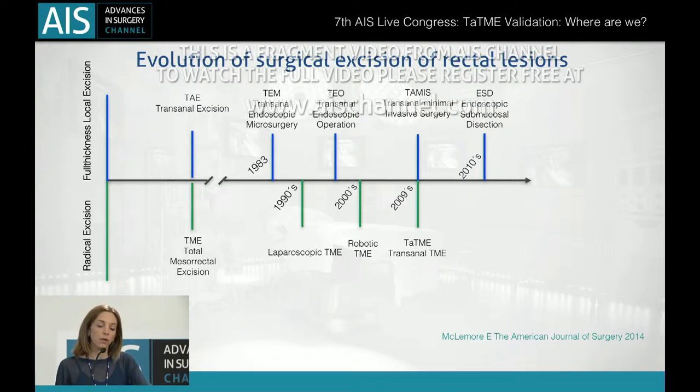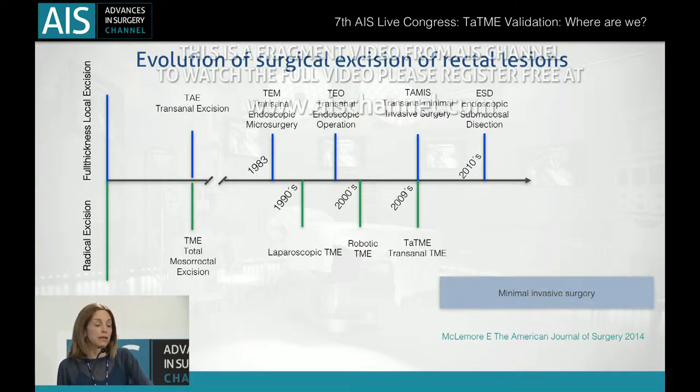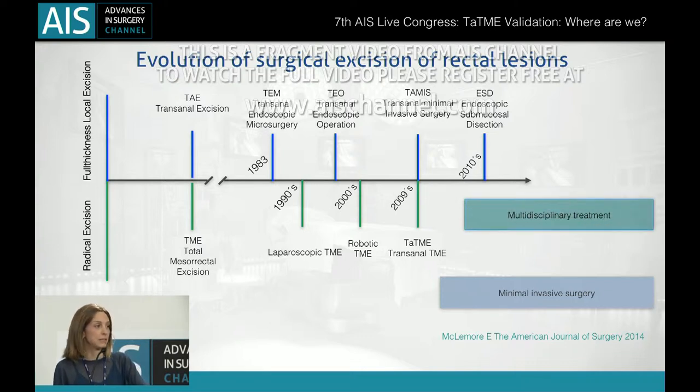And on the lower side of the screen, you can see the radical excision for rectal cancer, since the total mesorectal excision described by Heald, going to less invasive techniques such as laparoscopic, robotic, or nowadays the transanal total mesorectal excision, in an attempt to reduce the morbidity, working with minimally invasive surgeries, always working in multidisciplinary teams nowadays, and trying to individualize the treatment for our patients to improve the surgical outcomes.